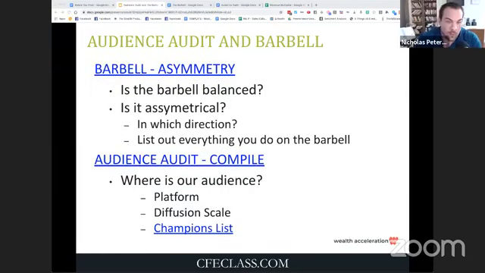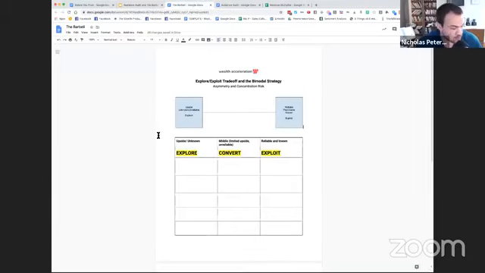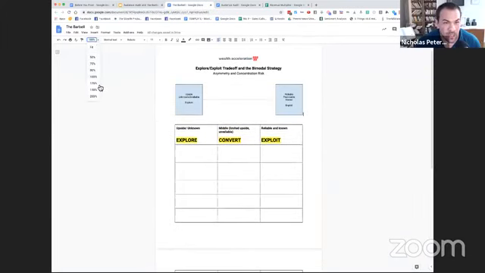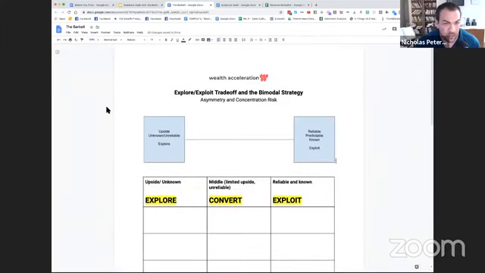We're going to cover the barbell real quick, and we'll have Q&A, and we could touch on this. I think I'll probably just extend Friday a little bit for this. We want to say, is the barbell balanced, and is it asymmetrical? In which direction? So I'm going to explain the barbell, and please, as you're watching, just drop your comments in the chat. Biggest takeaways. I want to see what's resonating, what's not resonating, so that we can further simplify this.